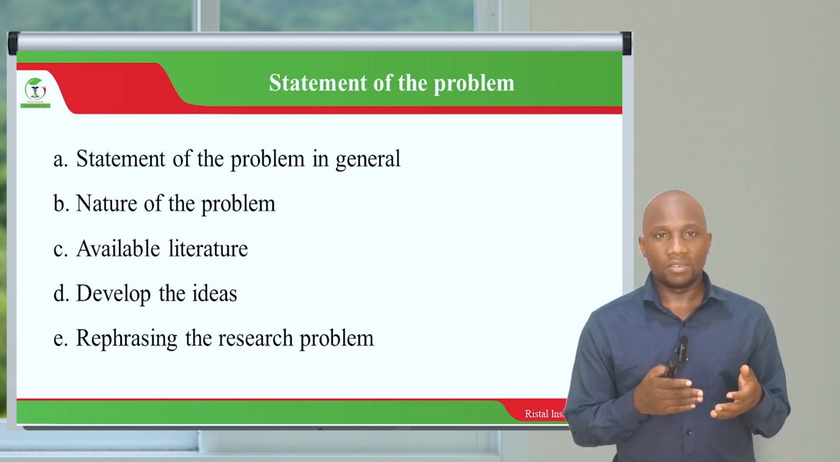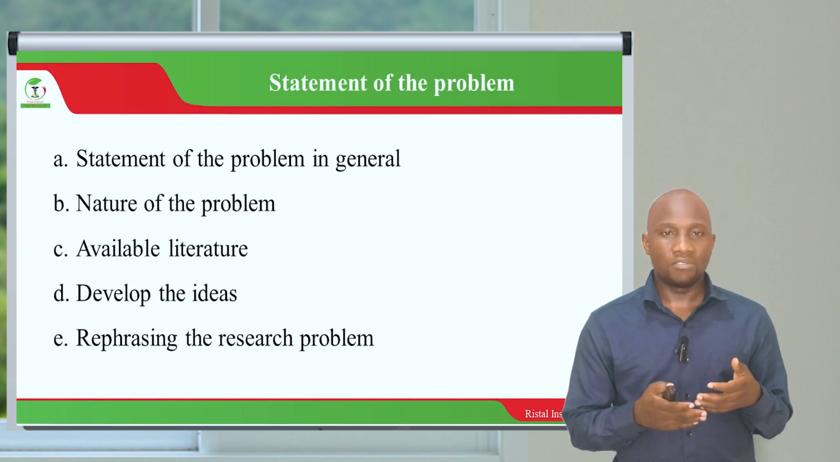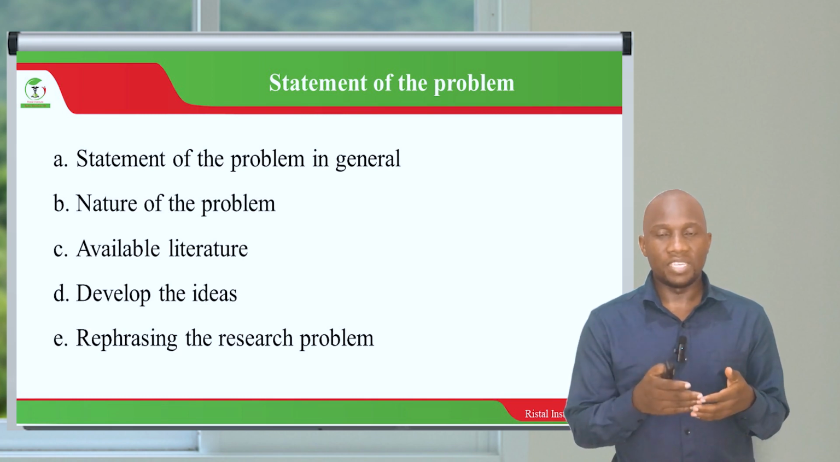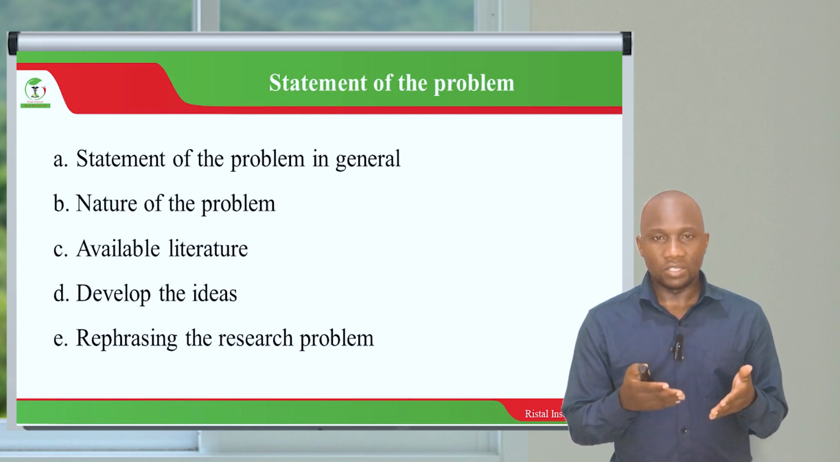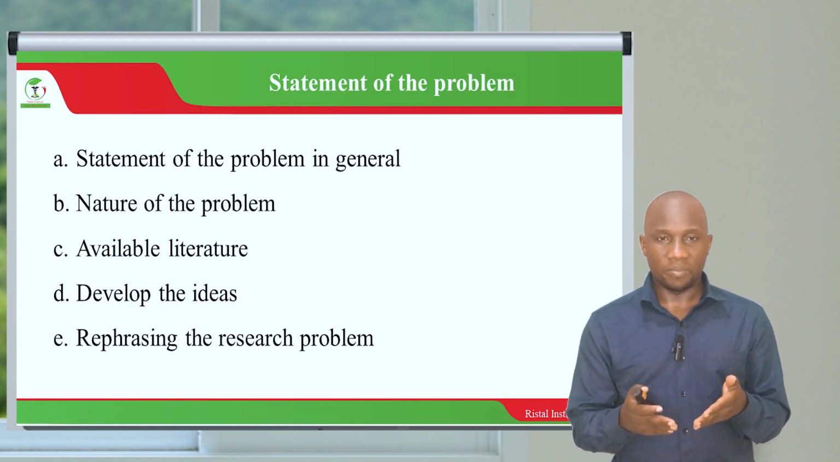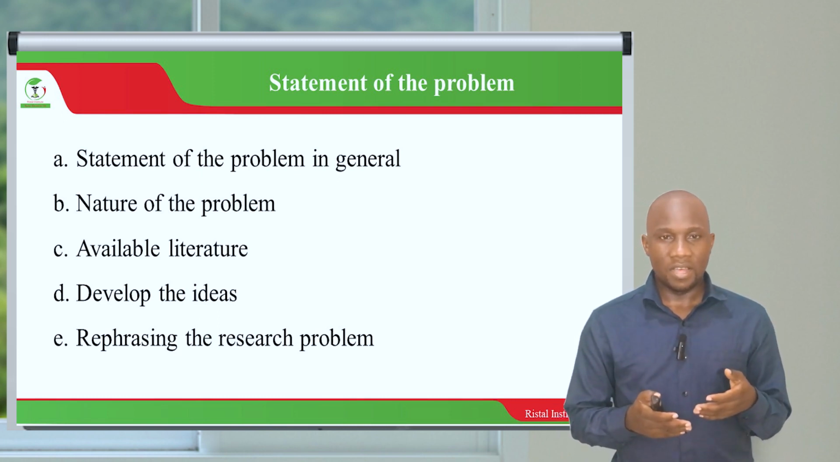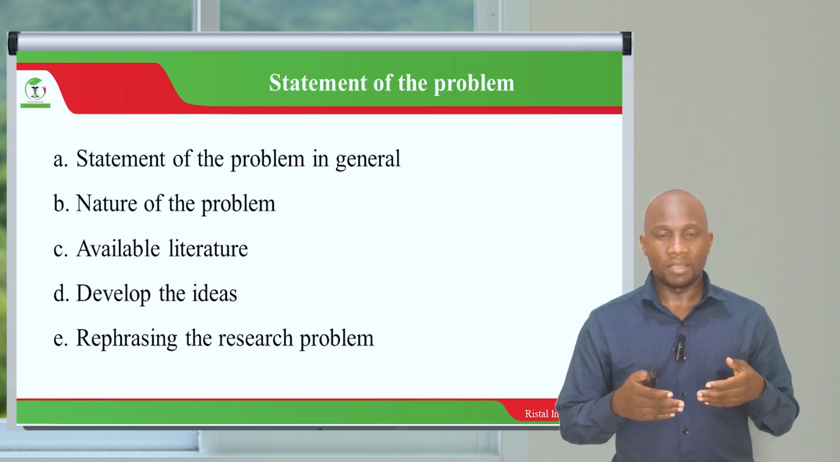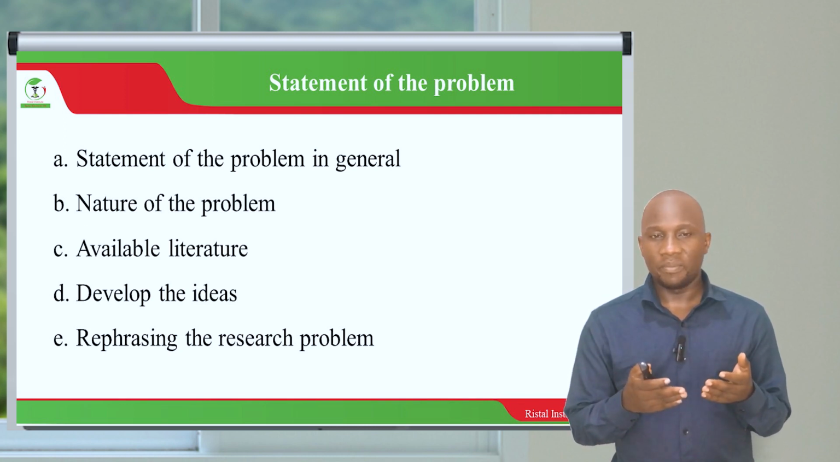The statement of the problem captures the following. One is that you have to describe the problem in general terms. What is the problem in general terms? Then you narrow it down to the actual nature of the problem using the relevant resources that you have researched. And then, given the nature of the literature review that you have conducted about a problem, you develop your own understanding of the problem and propose a way of addressing that problem.